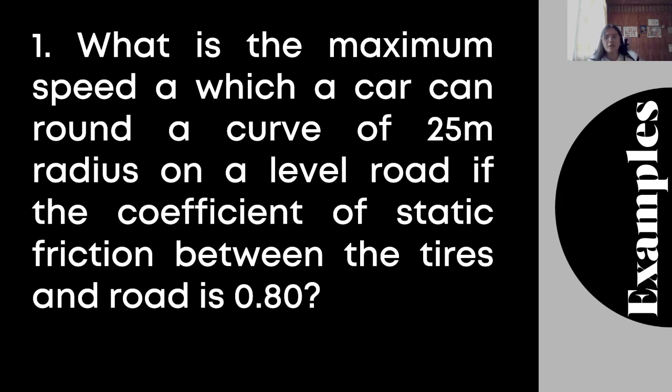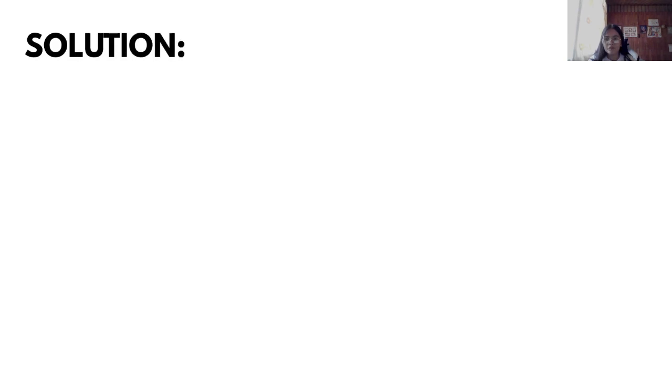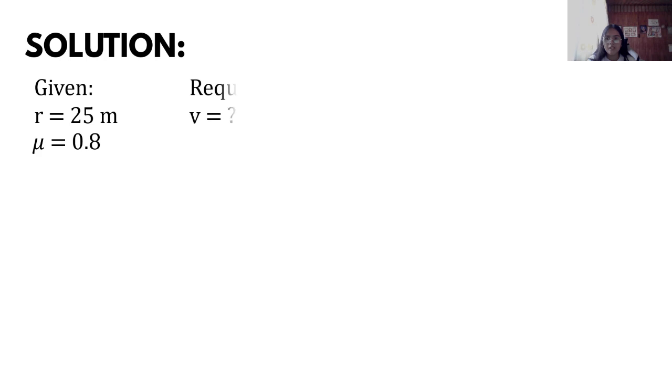So, first example tayo. What is the maximum speed at which a car can round a curve of 25-meter radius on a level road if the coefficient of static friction between the tires and road is 0.8? So, for the solution, we have given radius 25 meters and coefficient of static friction 0.8. At ang hinahanap natin ay ang linear velocity.